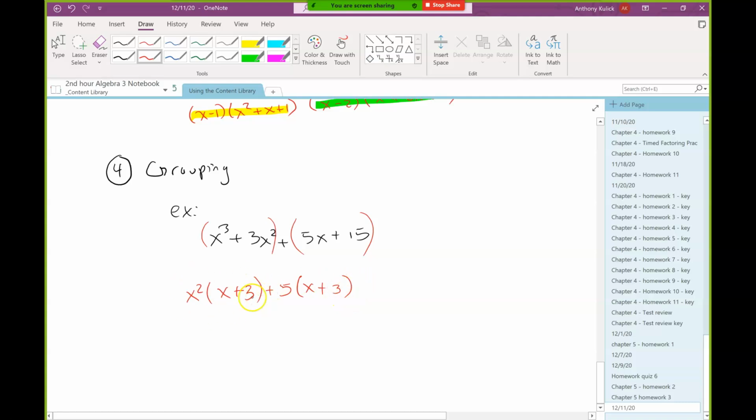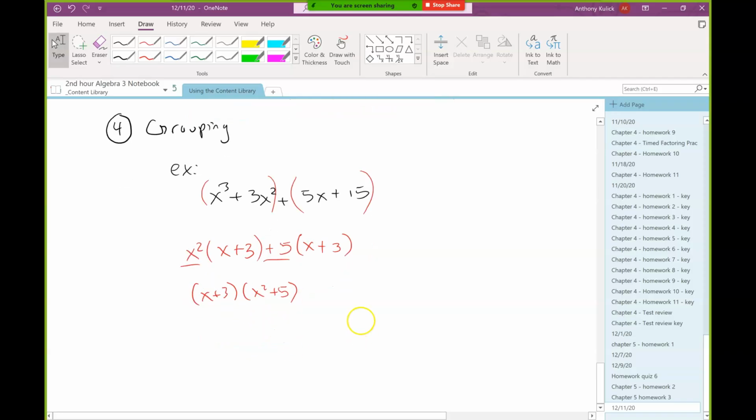And then I should check to see if I could factor any of these anymore. X plus 3 is linear, so that doesn't factor anymore. And x squared plus 5, I have a square, but it's plus, so it's a sum of squares, so I know I can't factor that anymore, so I'm finished. We'll do one more example, and then we'll finish up talking about solving.